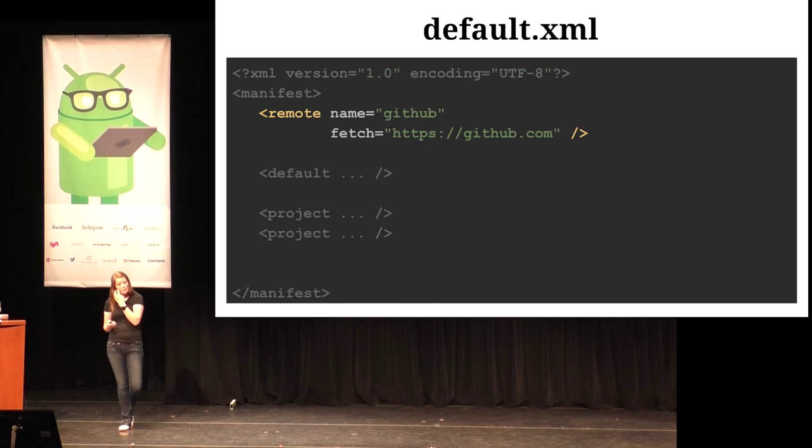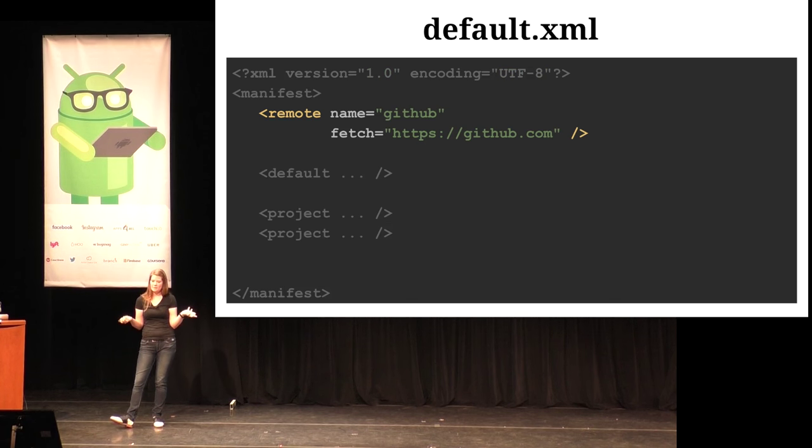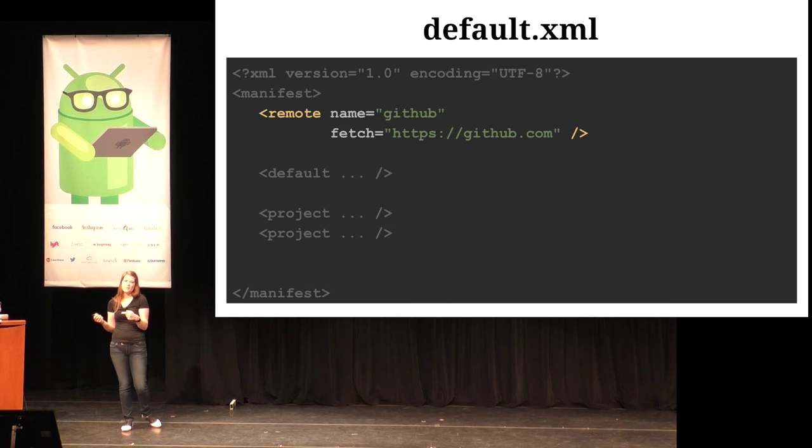So if we jump into the remote tag, you should just set the name, so that's the canonical name you're going to use to reference it. And then fetch is where the code's coming from. This is pretty cool with this repo tool: you can pull things from Bitbucket, Stash, and GitHub all into one project. You just have to define them as separate remotes.